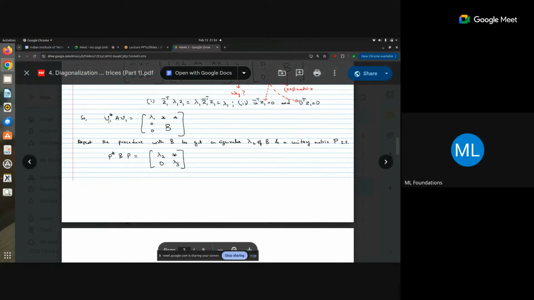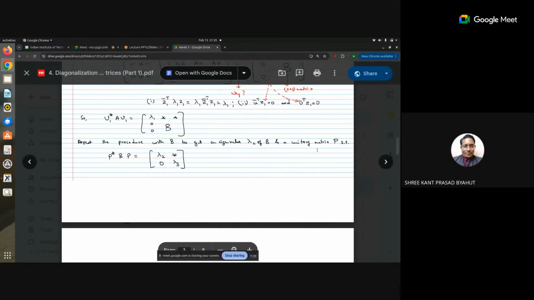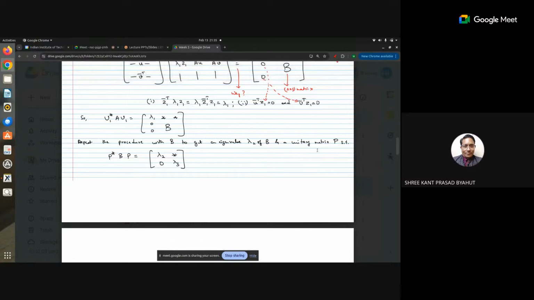U1 star A U1 is this one, lambda 1, and this kind of thing, and then we have B. So what we did for B: we found another eigenvalue, which is lambda 2 of B, and there is a unitary matrix. This lambda 2 is of B.